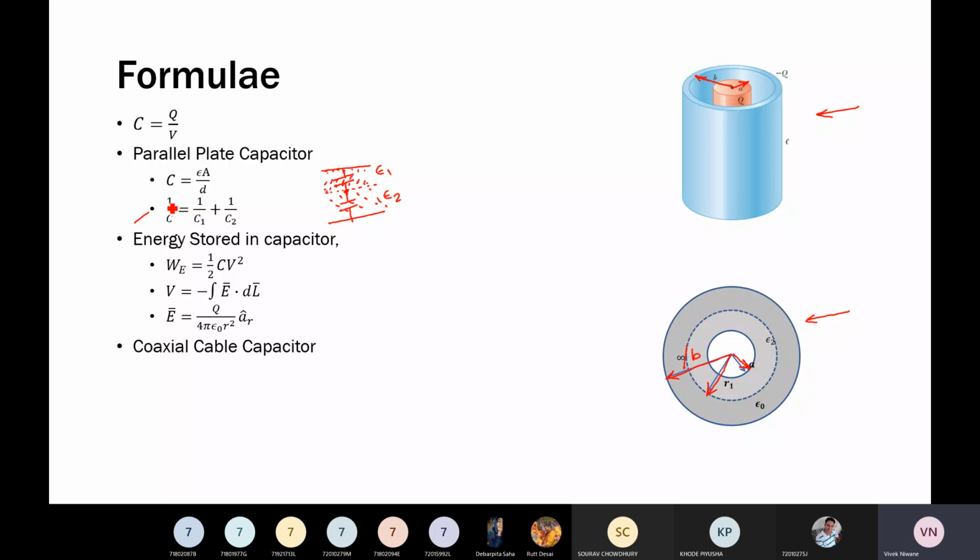Then going to the coaxial cable capacitor or cylindrical capacitor, we do have an expression C is equal to 2 pi epsilon 0 L upon ln of B upon A.